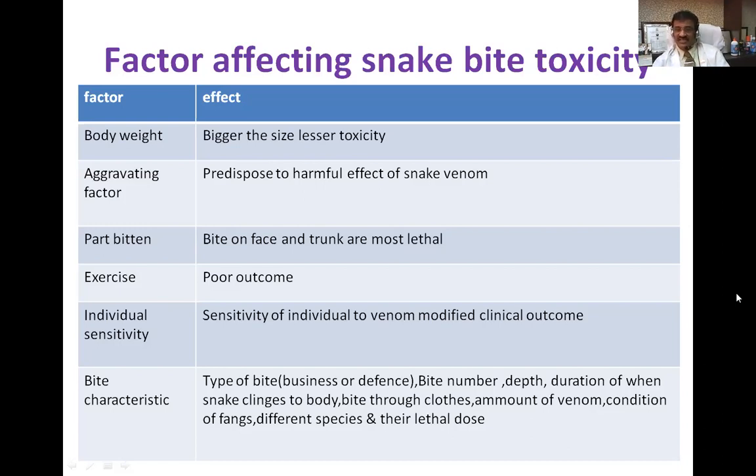A snake bites either for the purpose of business or for the purpose of defense. Business is for the purpose of food, defense is for the purpose of defending itself. Human beings are bitten for the purpose of defense. It also depends on the bite number, depth of the bite, duration of the bite, through clothes or without clothes, during sleep or during some activity, amount of venom which entered the body, condition of the fangs, age of the snake, different species, and the lethal dose. So there are different factors we have to consider to know the toxicity of the snake venom.